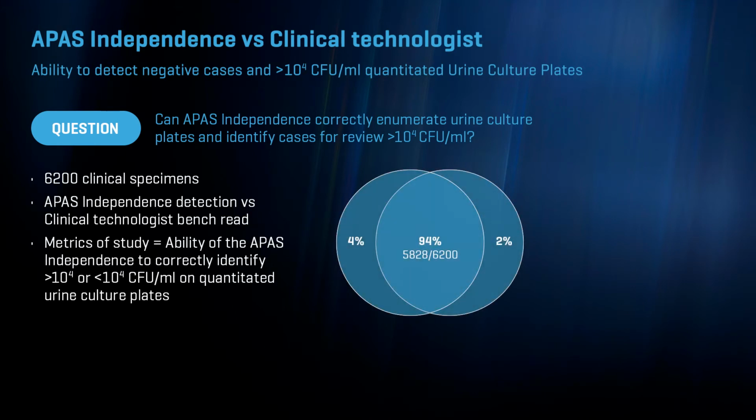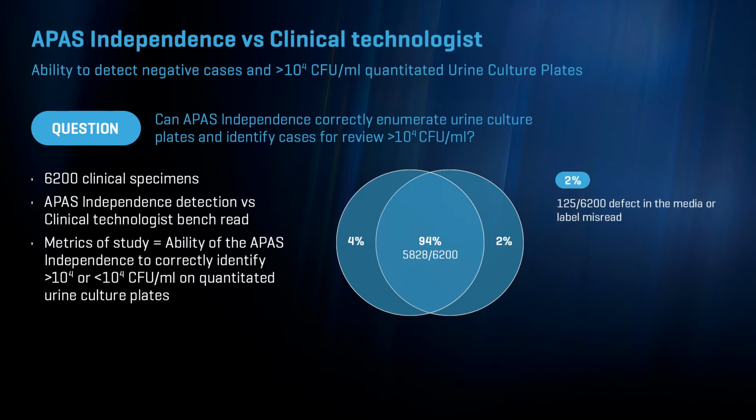Overall, there's a 94% agreement as shown in this Venn diagram, 5,828 cultures successfully enumerated over 6,200. You can see on this slide that remains an existing 6%. So let's talk a little bit about this 6%.